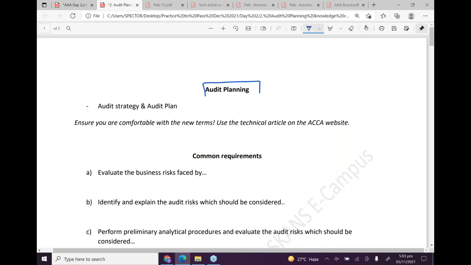With audit planning, there's not a lot of new technical knowledge that you should be aware of. Remember, audit strategy includes understanding the client, its business environment, its reporting framework, internal control. This includes evaluating audit risk, setting preliminary materiality, and deciding scope, timing, and direction. Once your strategy or overall approach has been made, you then make the audit plan in which you actually identify in detail what procedures are going to be conducted.